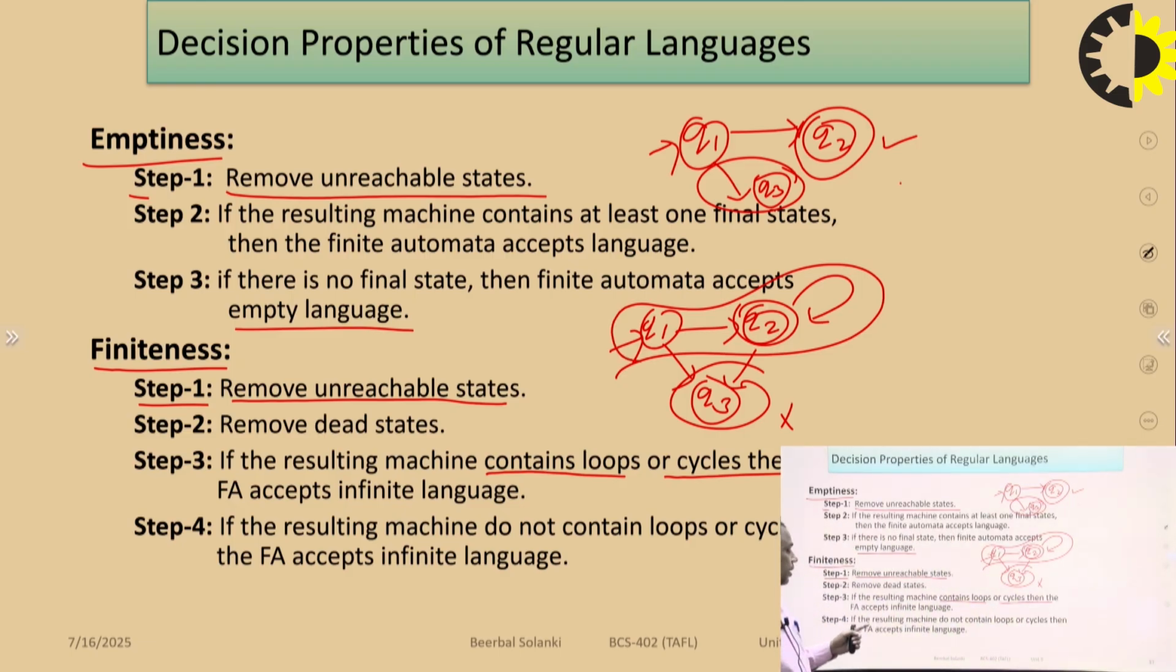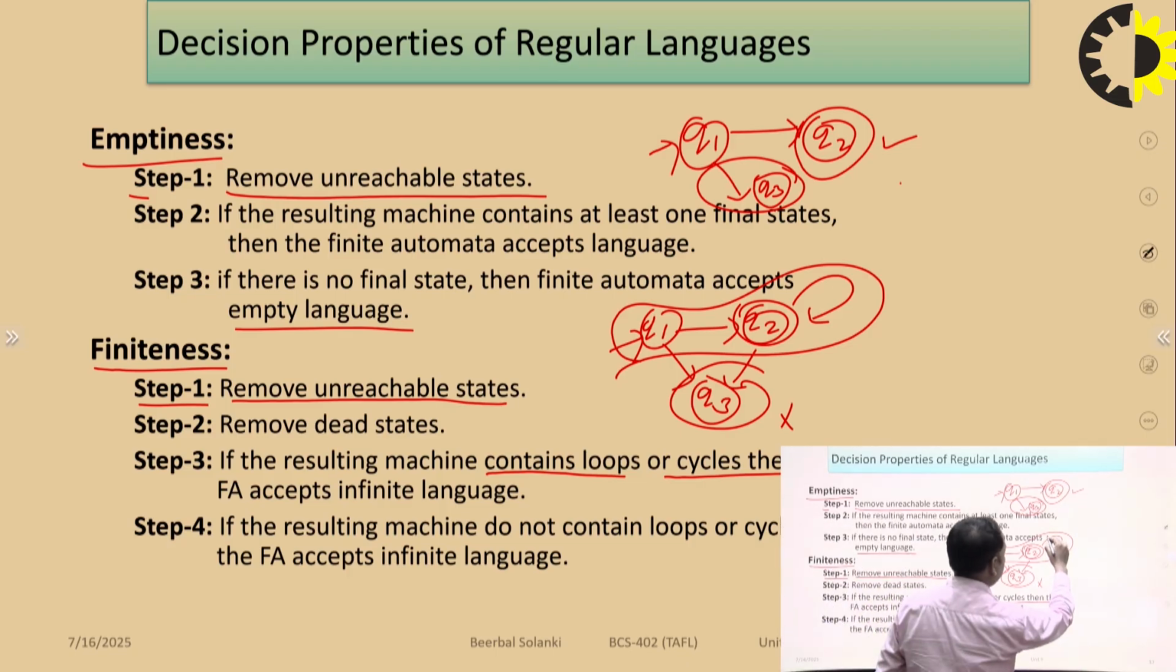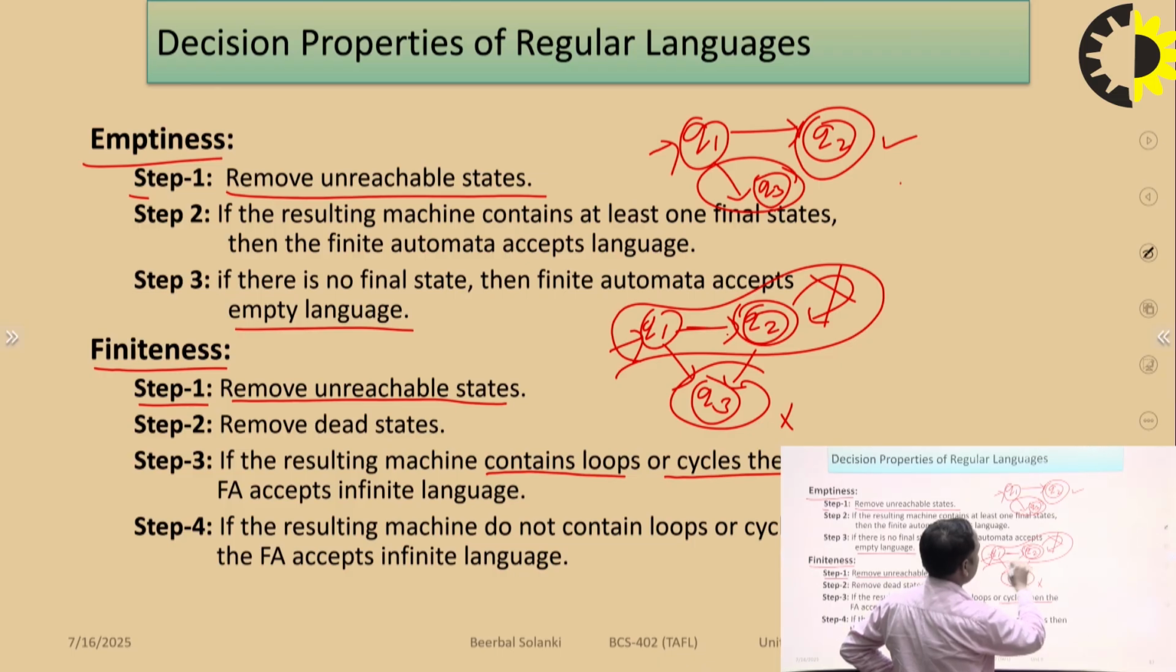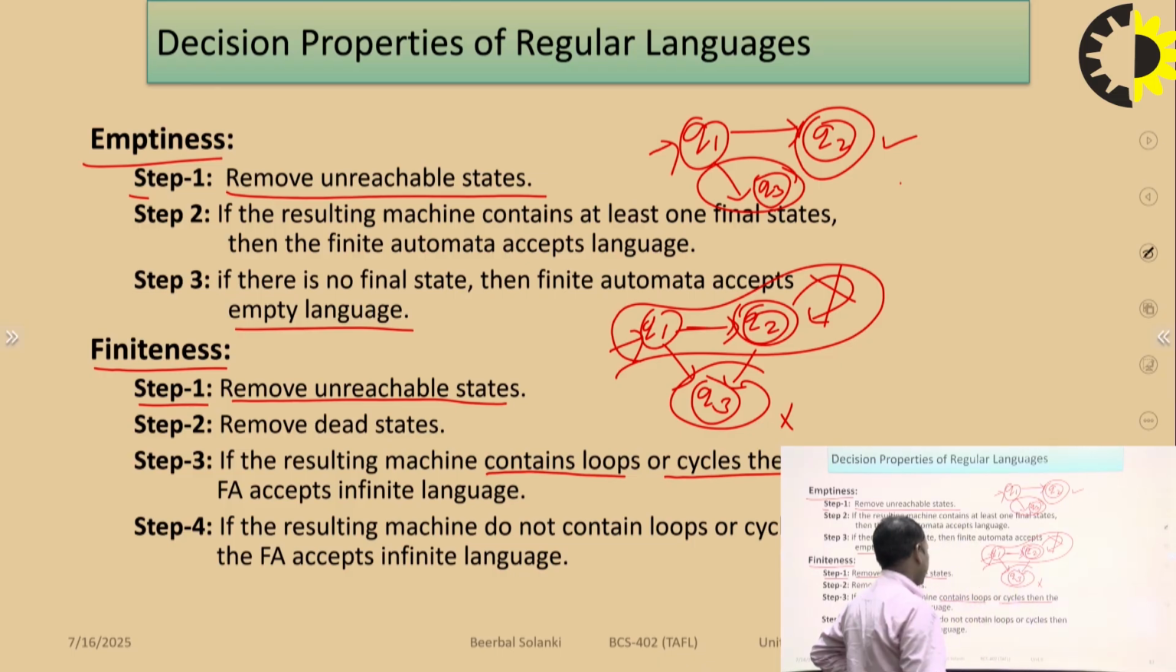If the resulting machine does not contain a loop or cycle, then the finite automata accepts a finite language. So if there is no self loop, Q1 and Q2 simply accept that. So this is the finite language, and this is the finiteness property.